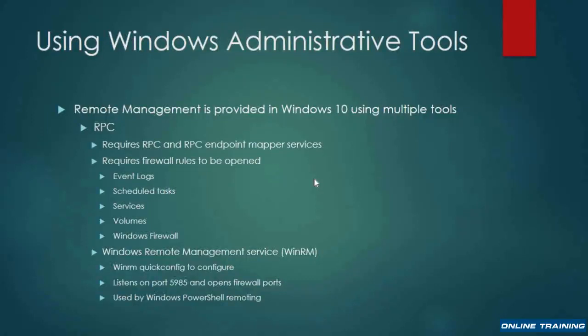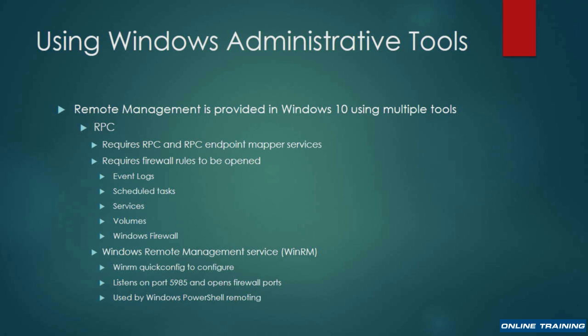When we talk about remote management, we're talking about the ability to use administrative tools and connect to a remote machine. Well, that's still a little vague because there are actually multiple ways in which we can handle remote management in Windows 10. One is RPC, the remote procedure call. We've mentioned the vast majority of your MMC consoles will use RPC in order to make a connection.